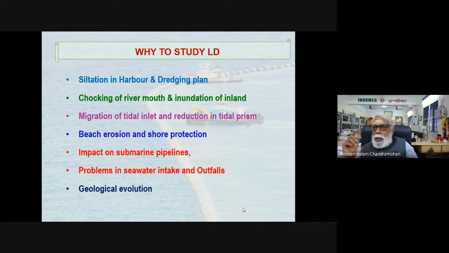Beach erosion and shore protection, what we have in Ennore. Impact on submarine pipelines. Problems in seawater intake and outfalls.